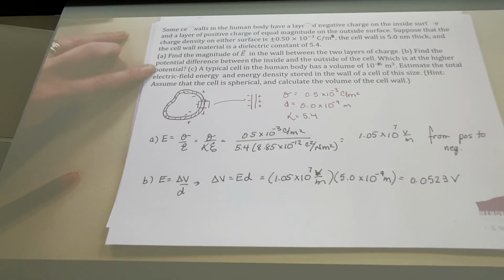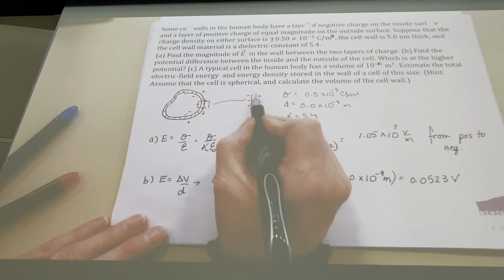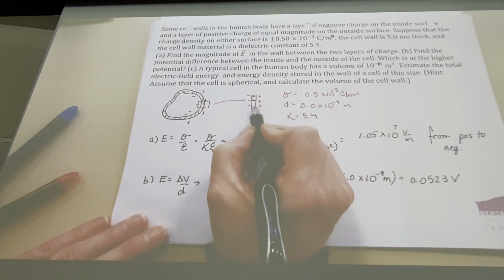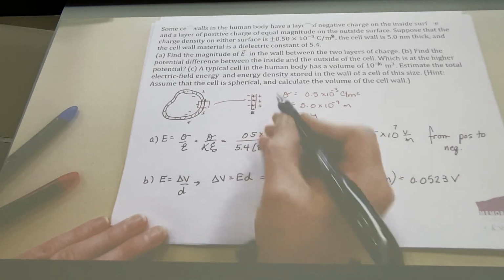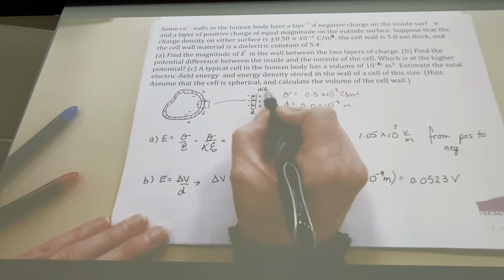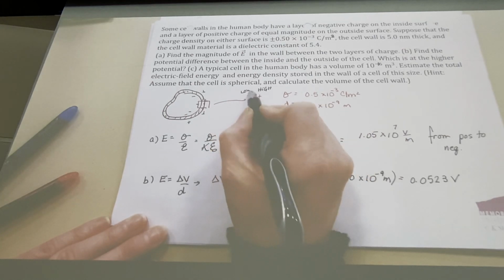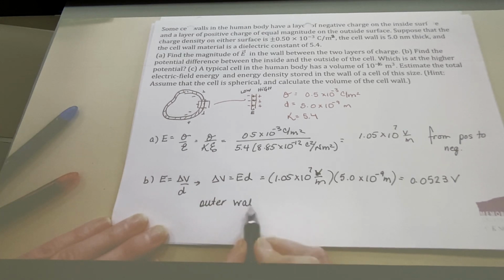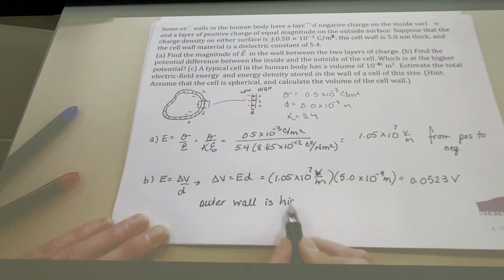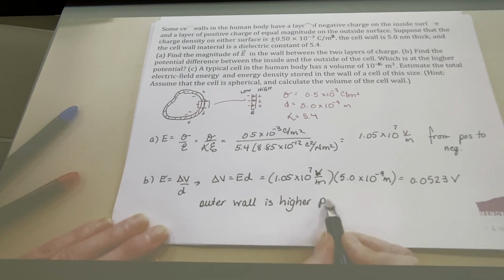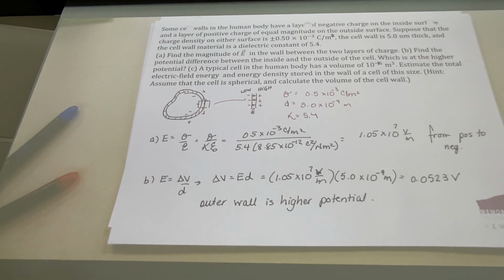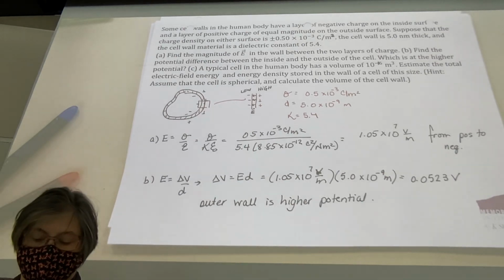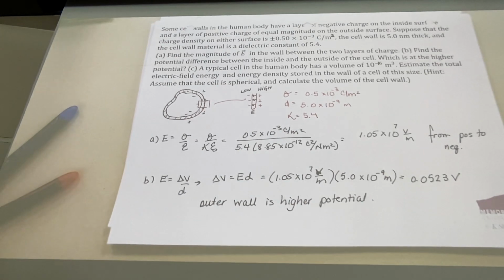It says which is at the higher potential, and you know electric field points from positive to negative. There's our electric field. And we know that electric field points from high to low potential. So the outer wall is high potential. Okay, questions?